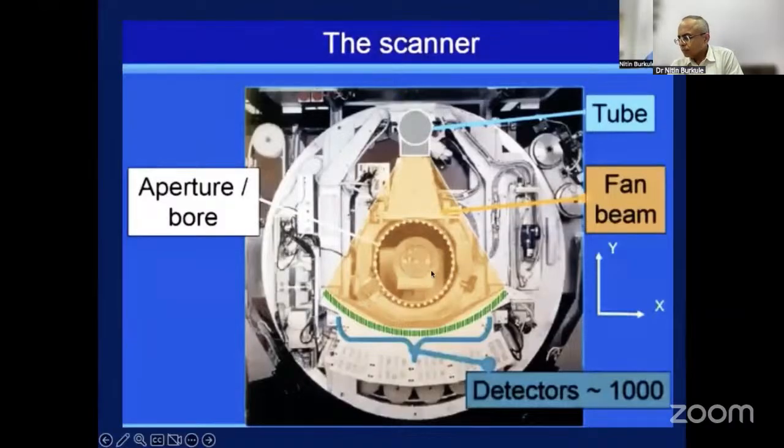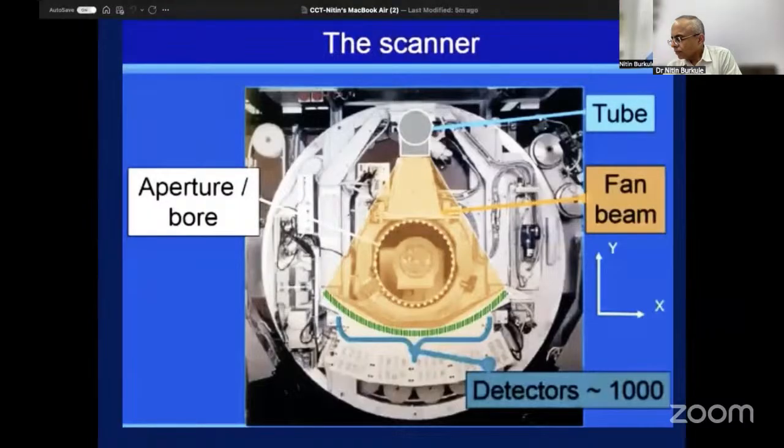To make the coordinates the same, let us say the shoulder to shoulder is your x-axis, your sternum to back is y-axis, and head to foot is z-axis. So z-axis is the direction in which the scanning continues as the patient's table moves into the gantry.